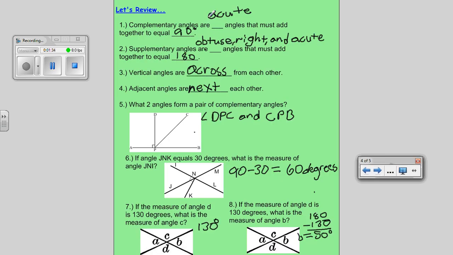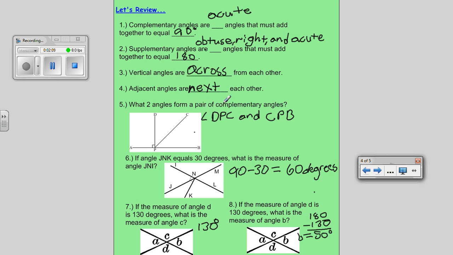Alright, so kind of what we went over. Complementary angles are acute angles that must add together to equal 90 degrees. Supplementary angles can be obtuse and acute angles, or two right angles. So the different types of angles that you can use add together to equal 180 degrees. Vertical angles are across from each other, and they're separated by a point or a vertex. We'll look at that in just a minute. Adjacent angles are right next to each other, and we talked about how supplementary and complementary can be adjacent.